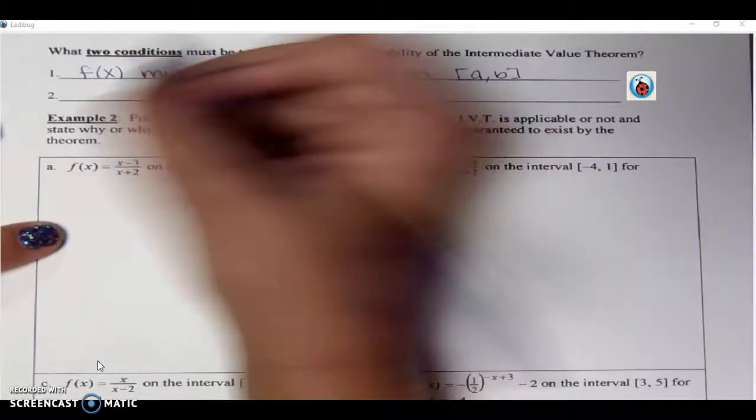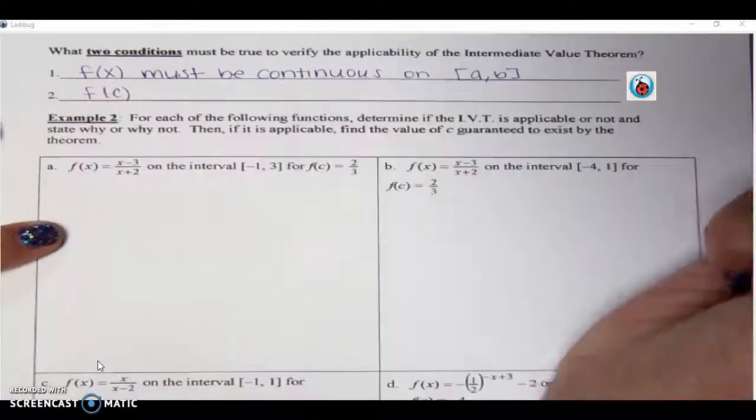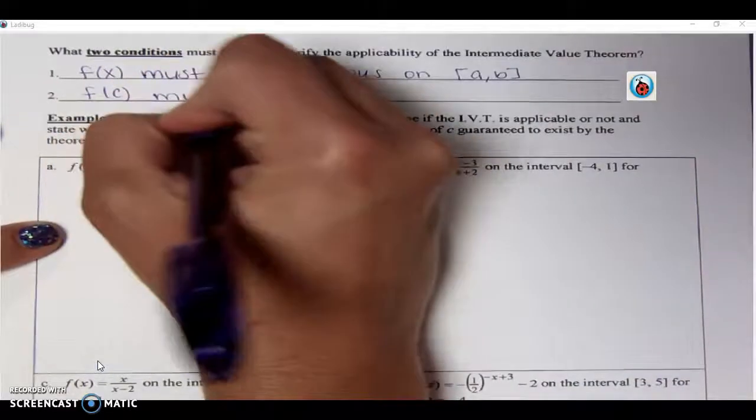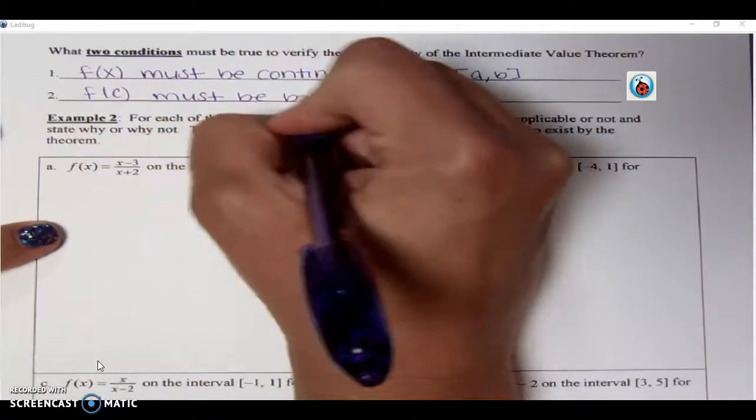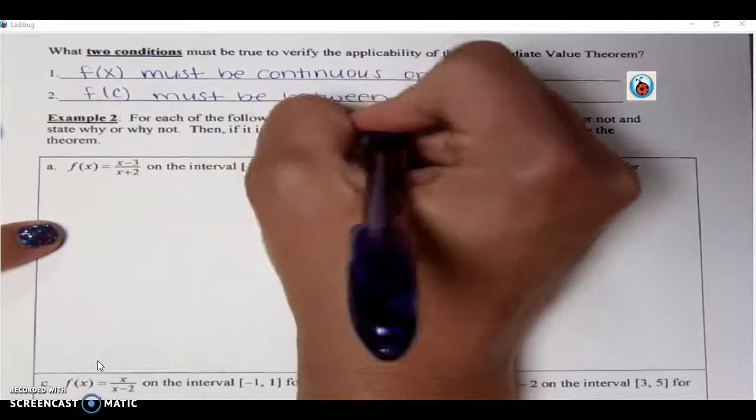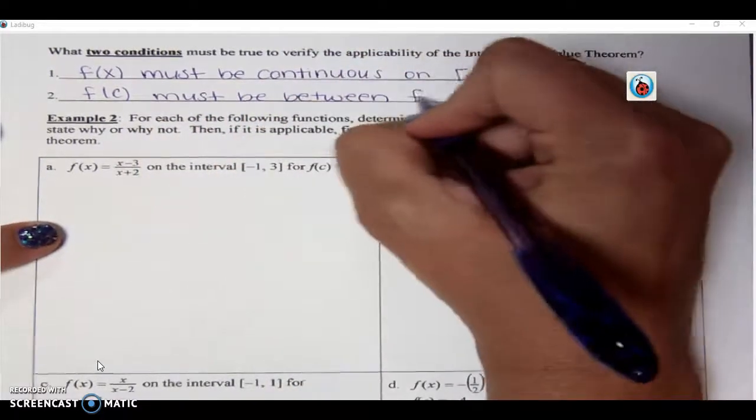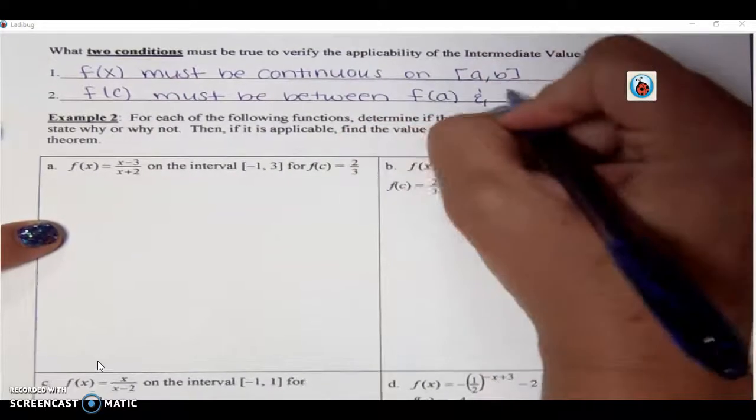And then the other part that we're going to check for: f of c, so that's that y value, must be between the y value of a and b, so it must be between f of a and f of b.